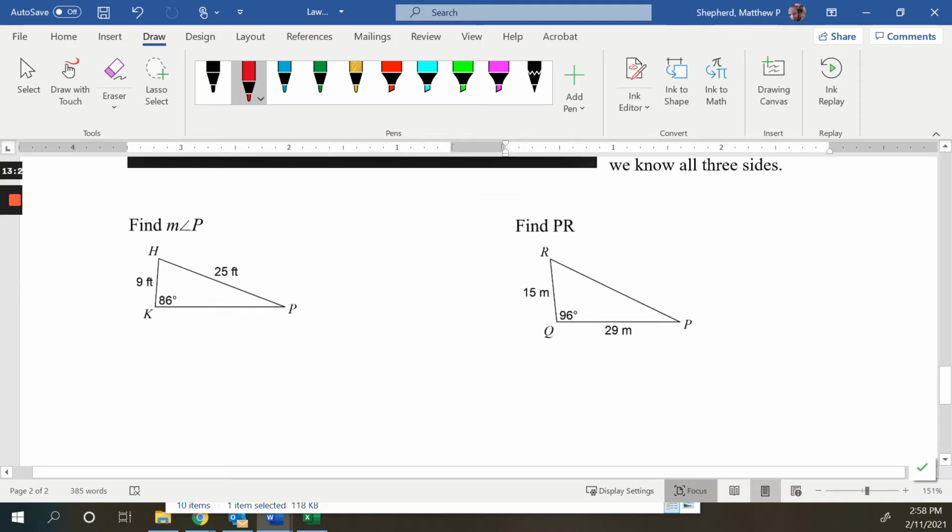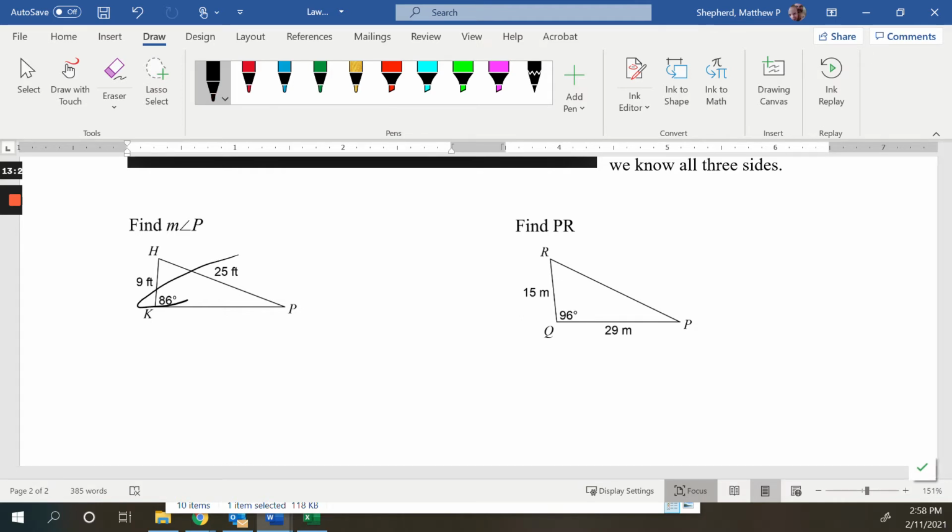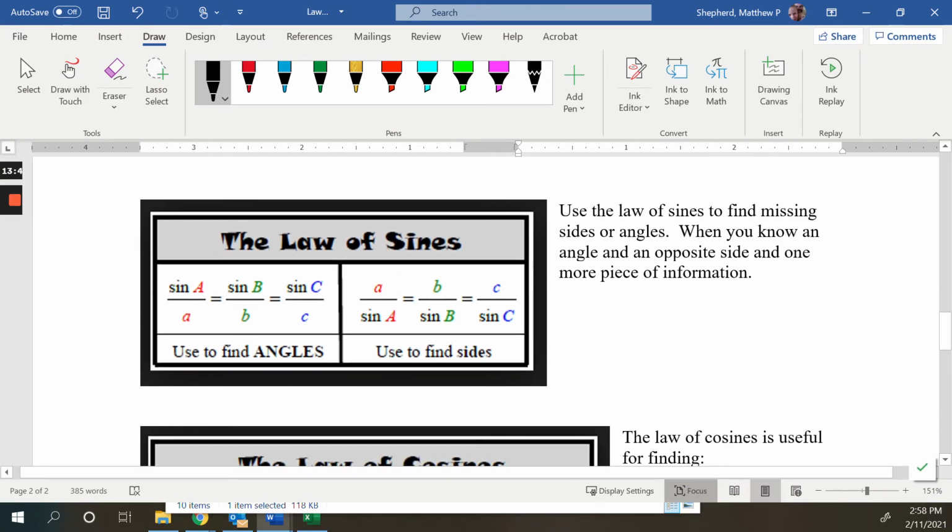All right, so let's go ahead and start. Now, right here, I've got opposites. This is a time for the law of sines. I've got an angle with its opposite side. It looks like I'm looking for the angle P. So if I come up here to my notes, I want to find an angle.